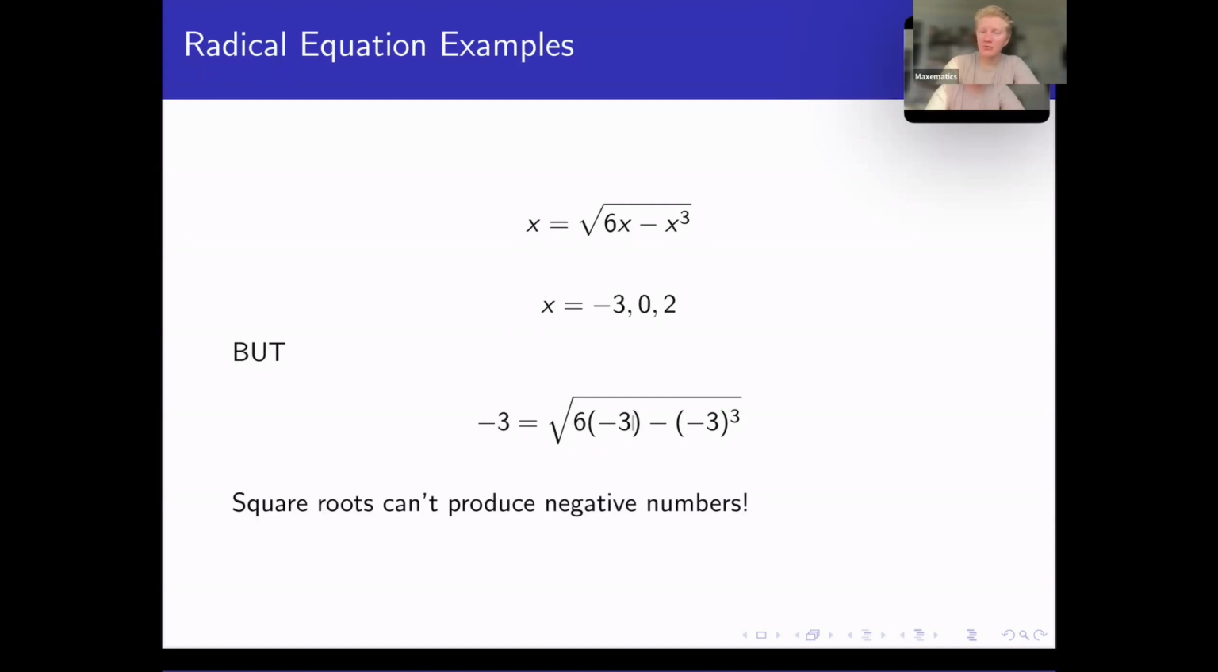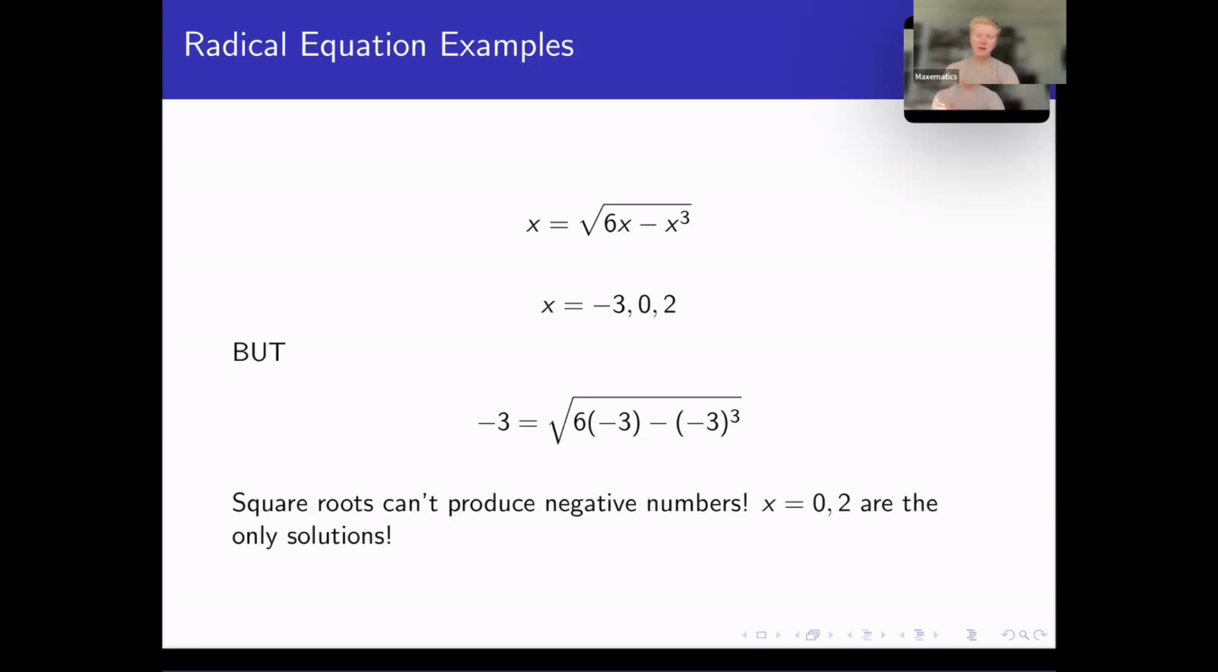6 times negative 3 is negative 18. Negative 3 cubed is negative 27. Negative 18 minus negative 27 would be negative 18 plus 27. And negative 18 plus 27 is 9. Square root of 9 is not negative 3. So our only answers are x equals 2 and x equals 0.